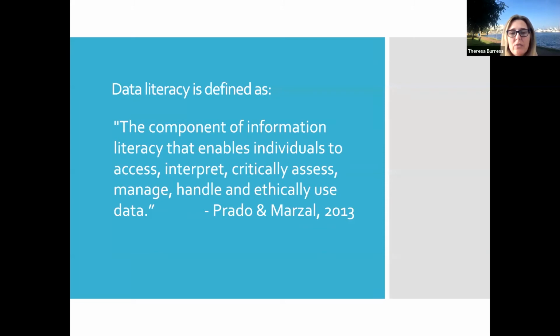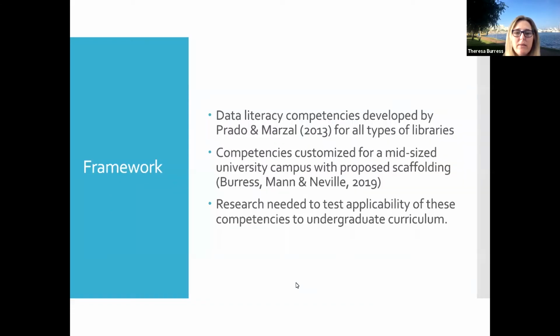So their definition includes the idea that information literacy and data literacy form part of a continuum. And of course, as librarians, this appeals to us. And we found that this approach fit our investigation best because we're exploring data literacy across disciplines and levels throughout the undergraduate curriculum.